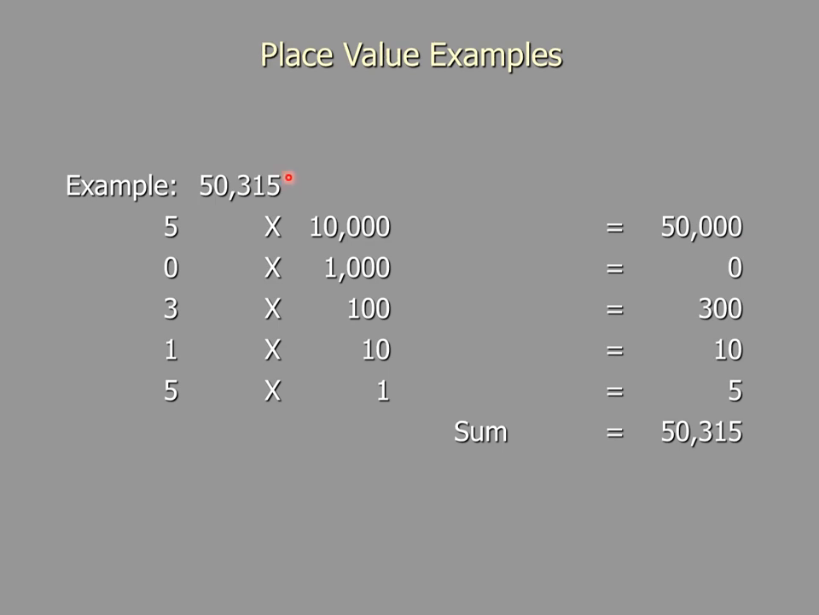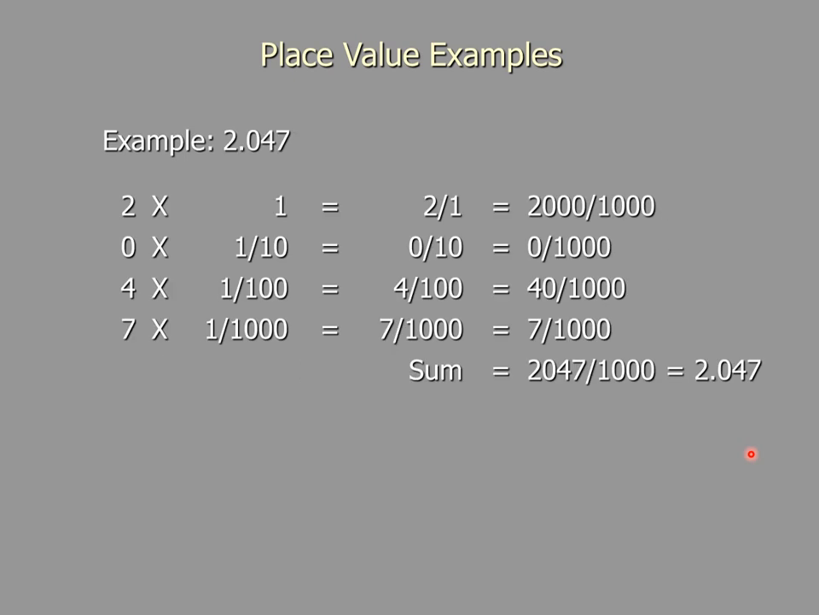Similarly, for example, if this is your number, since you have different digits in different positions, we can calculate the weight of each digit. For example, 5 is in the 10,000 position, so we multiply 5 by 10,000, 0 by 1,000, 3 by 100, 1 by 10, 5 by 1, and then we add all of this. We get the number again, because each digit is contributing differently. This is another example where we have some digits after the decimal point, and we can do the same. But remember, if you go to the right, it's just getting decreased every time.